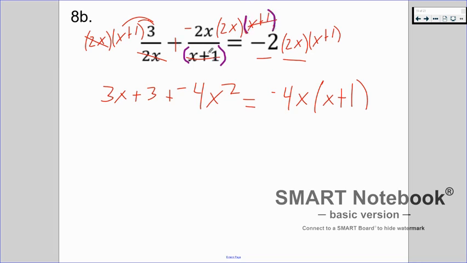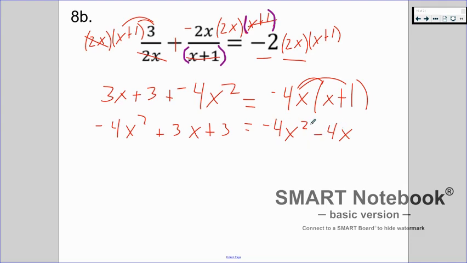And when I have the same group on the top and the bottom, those are indeed going to cancel out. All right, so I've got some more polynomial solving to do because I've got x squared and x's. I better just keep simplifying, and I think I'm going to put it in standard form to help as well. So I get negative 4x squared plus 3x plus 3. Over here, I'm going to have to distribute that. So I get negative 4x squared minus 4x.